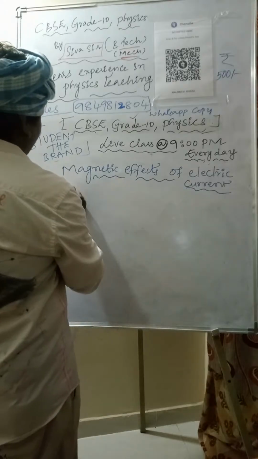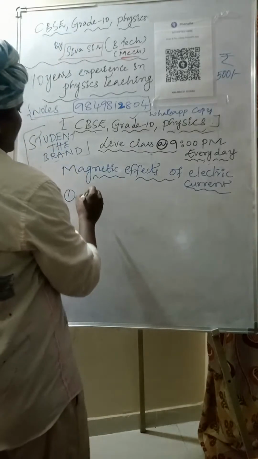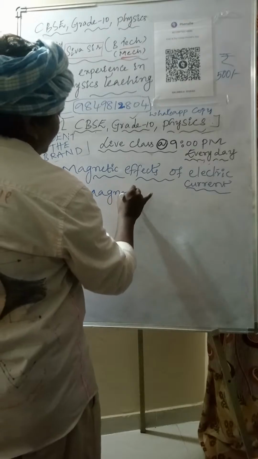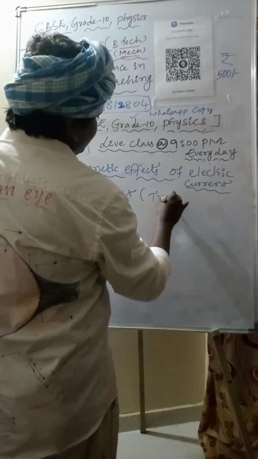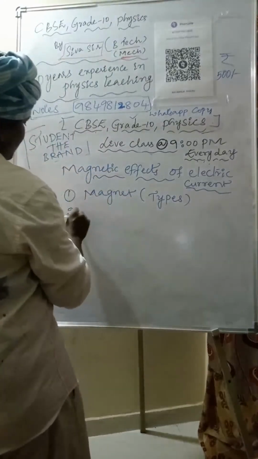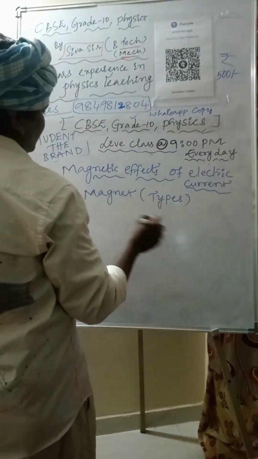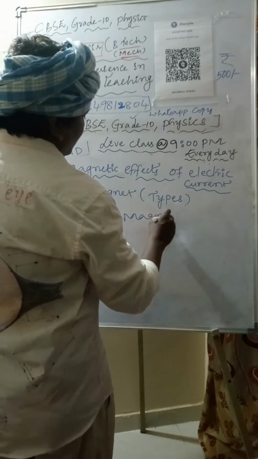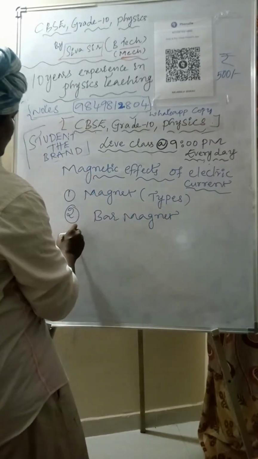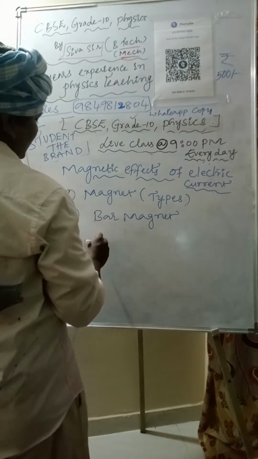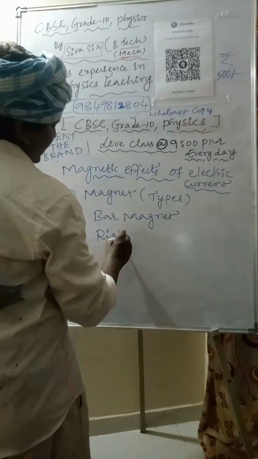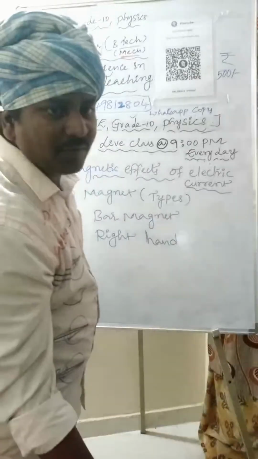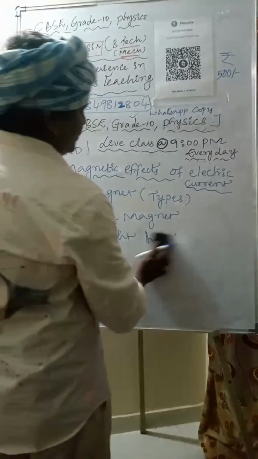So the first point we are considering is magnets and types of magnets. The second one, after completion of types of magnets, is the bar magnet and magnetic field, everything. And the third one is the right hand thumb rule. We will talk about the right hand thumb rule.